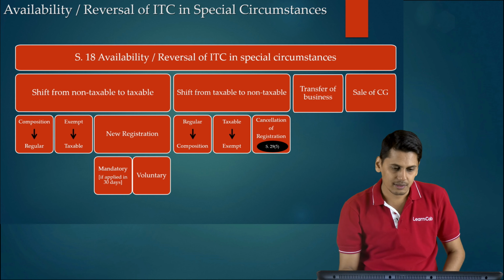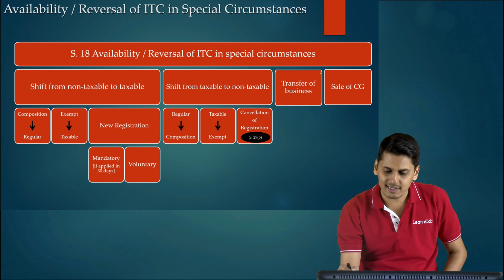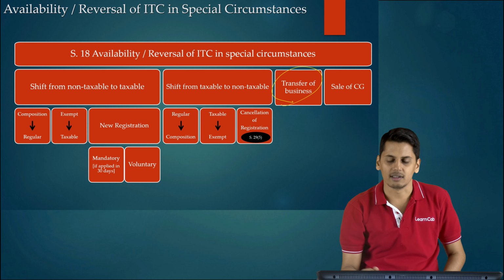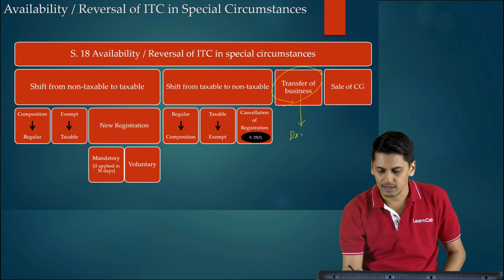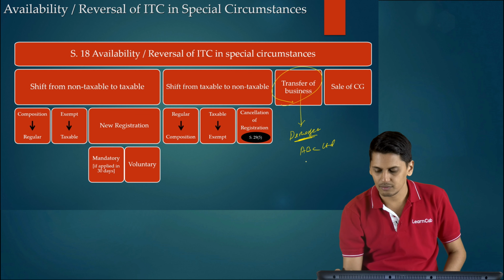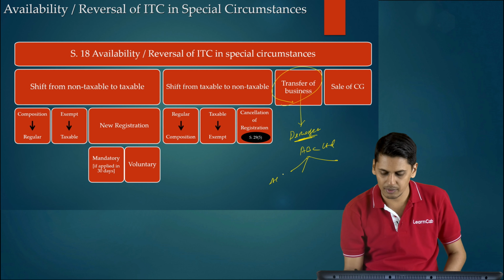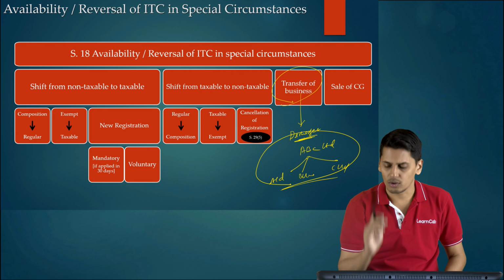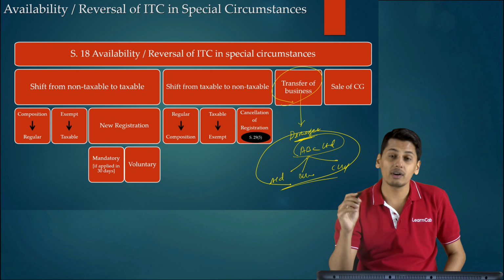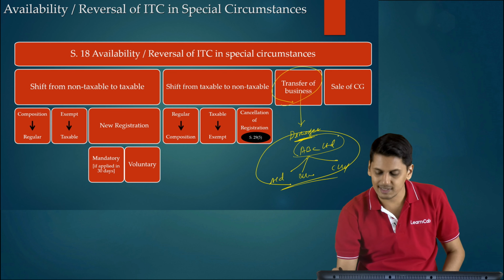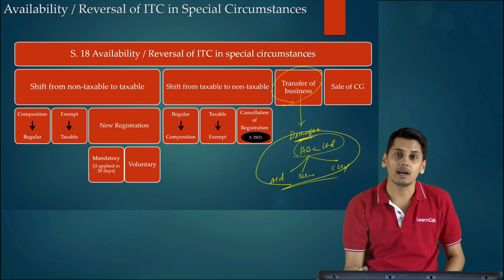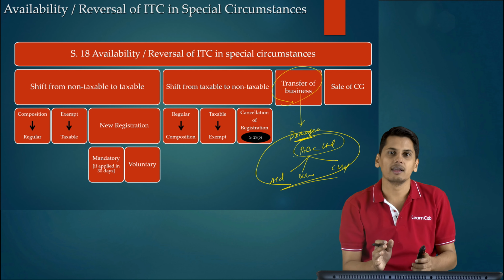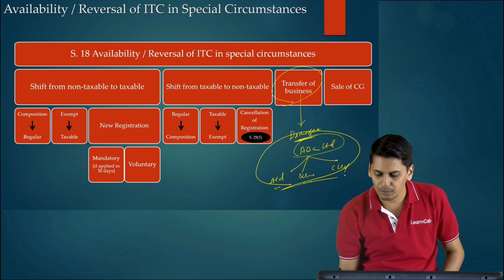The next scenario, friends, as regards transfer of business. Now friends, in transfer of business, in case of demerger, let's suppose this ABC Limited gets demerged into A Limited, B Limited, C Limited. In this case of transfer of business, what you already know is the electronic credit ledger balance of ABC Limited needs to be apportioned, will be transferred in a ratio to A Limited, B Limited and C Limited.